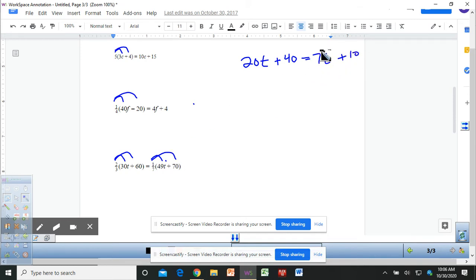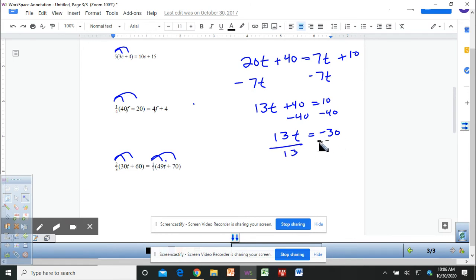Now we want to get rid of this 7, so we have to put an opposite on both sides. So I'm going to put a minus 7t on both sides, giving me 13t plus 40 equals 10. Now here I'm going to subtract that 40 like we've been doing all week. 13t equals negative 30. Now I'm going to divide by 13. Now, can I take negative 30 over 13 and simplify that? No. So my answer is going to be negative 30 over 13.